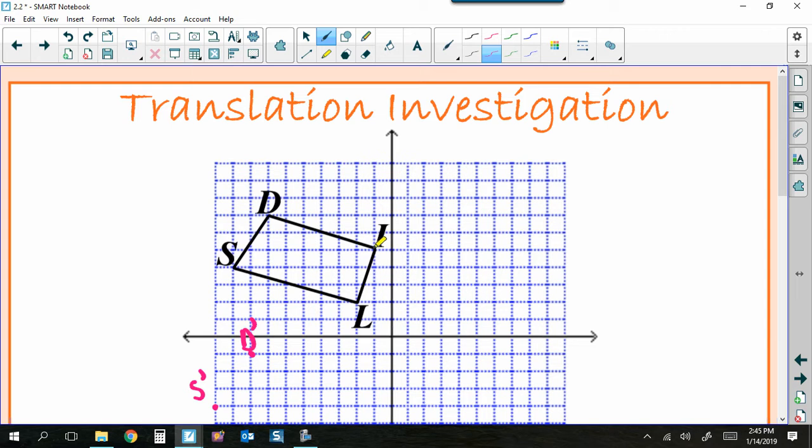Same for I. Notice as I'm doing this, I am not treating it as the shape translating. It is the individual vertices that are actually translating. Please remember that in this whole unit. When you perform a transformation, you have to look at the individual points that are moving, not the shape as a whole. So 1 to the left for I, 1, 2, 3, 4, 5, 6, 7, 8. Right there is going to be our I prime. And then lastly, the same for L.